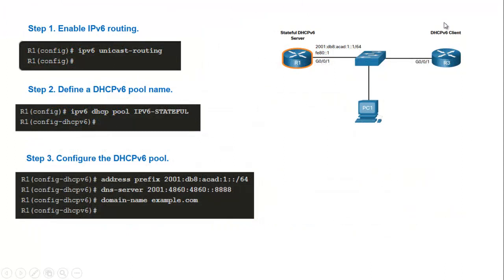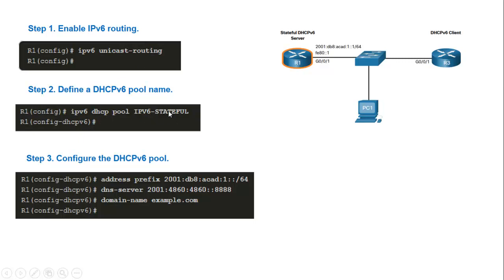So again, the same topology, but now R1 will become a stateful DHCPv6 server. First step, enable IPv6 routing, ipv6 unicast-routing. Second step, give the pool a name, ipv6 dhcp pool, IPV6-STATEFUL. So this is the pool name.